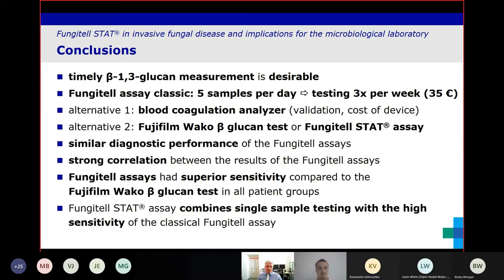And our conclusion at the end is that the new Fungitell STAT assay combines the single sample testing with the high sensitivity of the classical Fungitell assay. And with this, I'm finished and I'm happy to answer your questions.